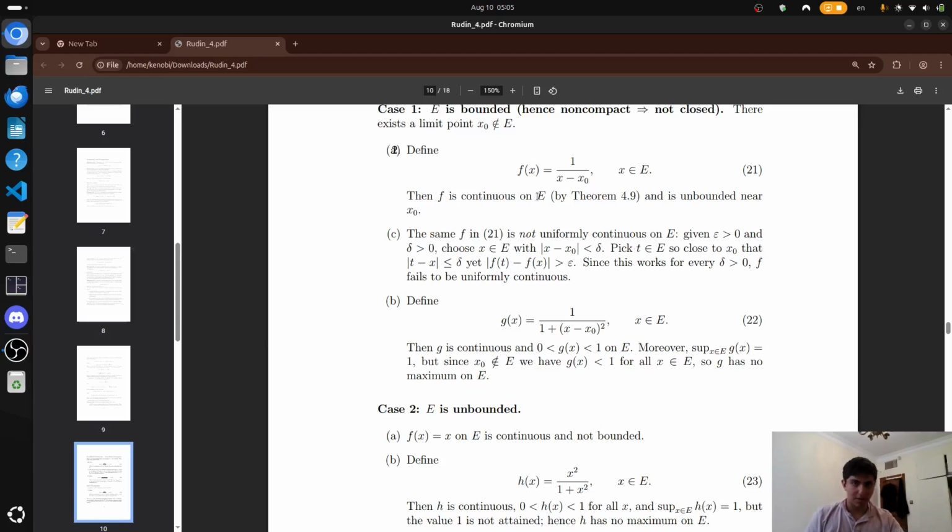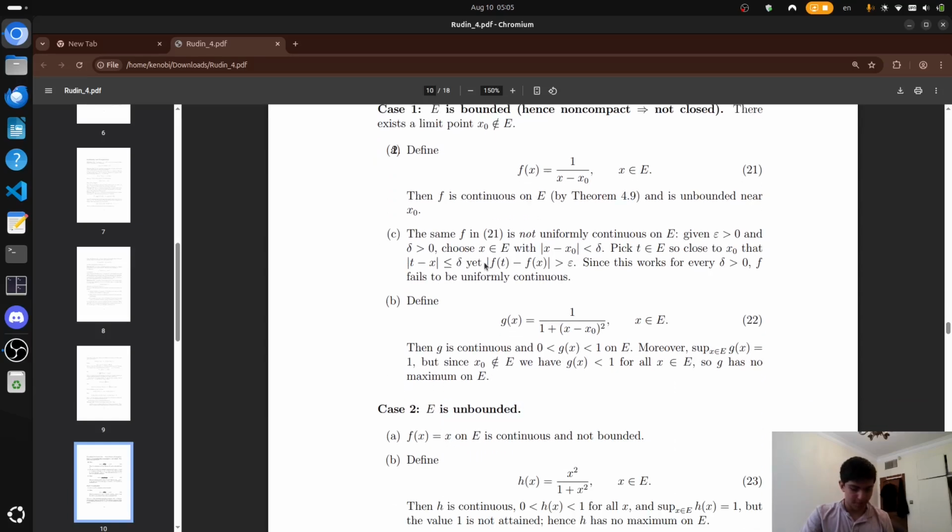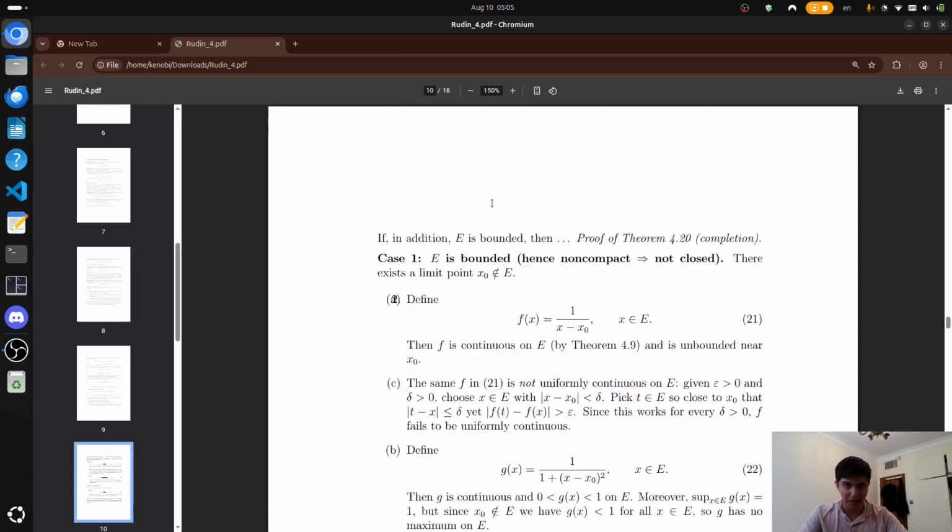Because the denominator is not 0, because x naught is not in E, and f is unbounded near x naught. Because x naught is a limit point, you can approach it, but you can't get to it. But because you can approach it and go to infinity, it shows that it's unbounded near x naught. So that's for the first result. If E is bounded, there exists a continuous function on E which is not bounded. That's for A.